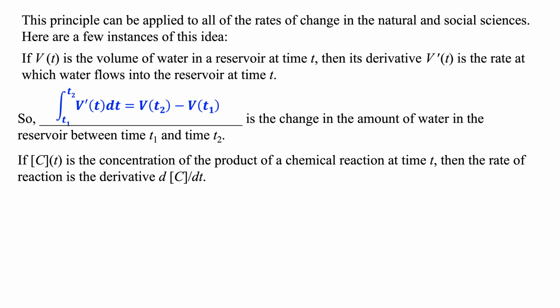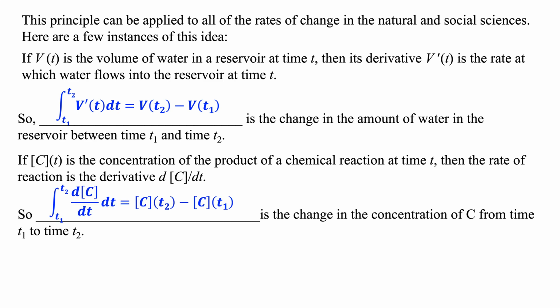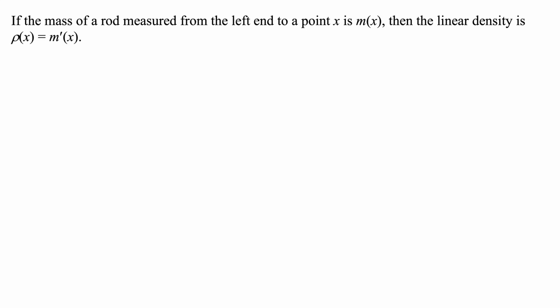If capital C of t is the concentration of the product of a chemical reaction at t, then the rate of the reaction is the derivative of that, C prime of t. So again, rewriting this as part 2 of our fundamental theorem of calculus, here's your change in the concentration of C from time t1 to t2.